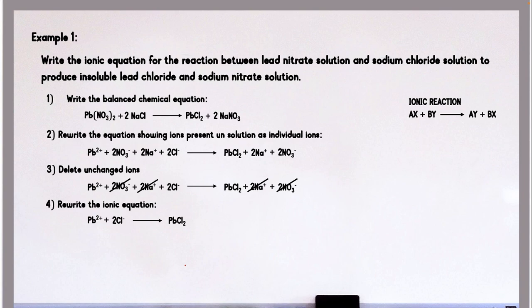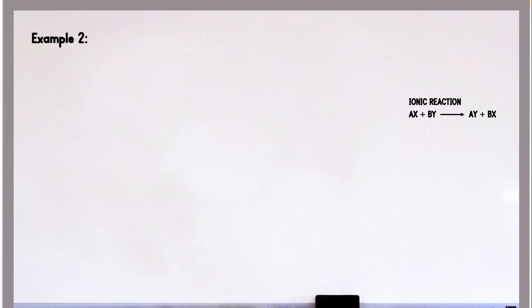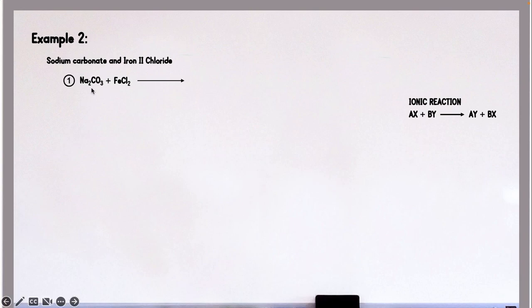So now let's take a look at another example. This one just says sodium carbonate and iron 2 chloride. It's the same thing that I was saying previously. So the first step, we're going to balance the chemical equation. We have sodium carbonate plus iron chloride. We do A with Y and B with X, and that will give us iron 2 carbonate and sodium chloride.